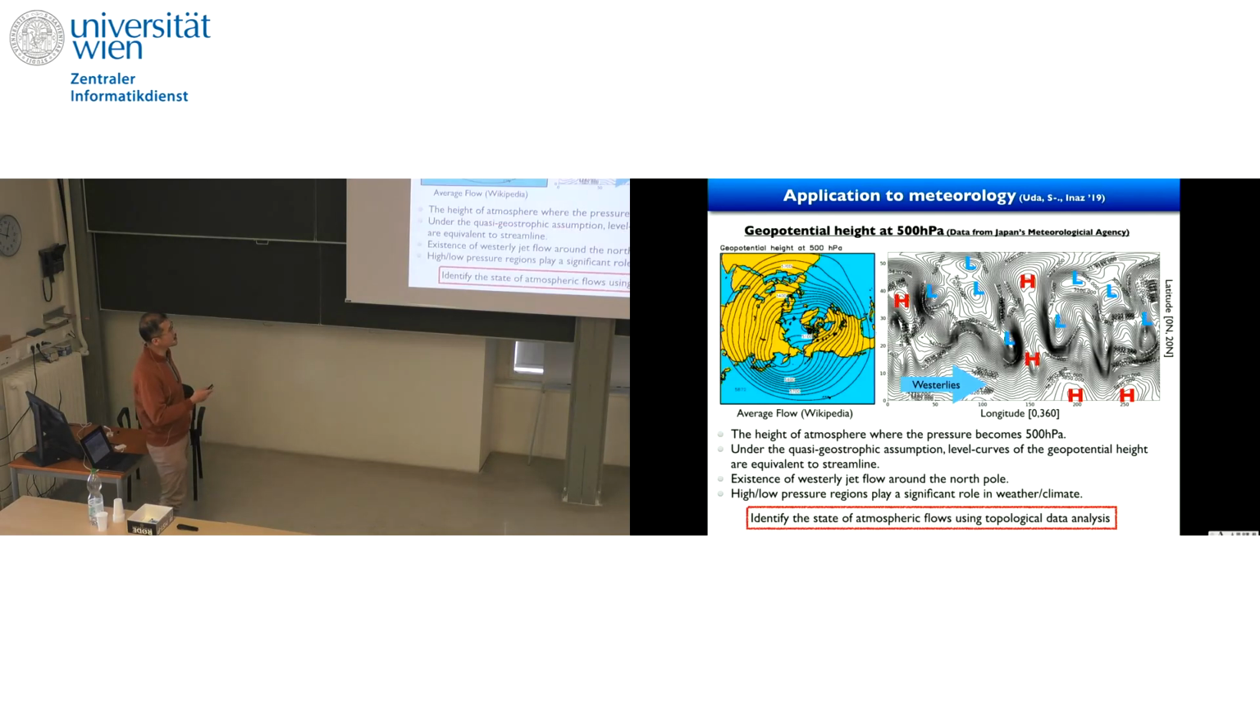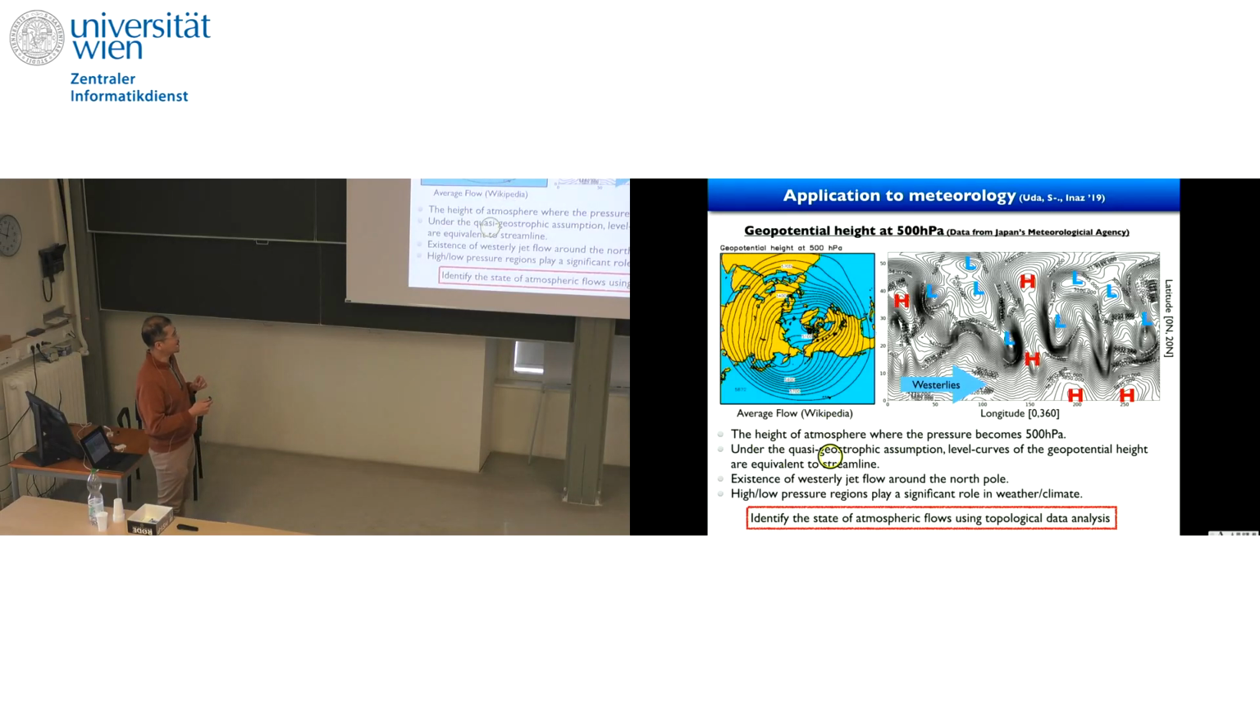Okay, so by using this software, we are going to apply this methodology to the geophysical problem. So this is the data for the geopotential height at 500 hectopascal. These are the data taken from the Japan Meteorological Agency. So this is the westerly, and this is the view from the North Pole. So we can see there are 500 hectopascal geopotential heights given this way. This is the height of the atmosphere where the pressure becomes 500 hectopascal.